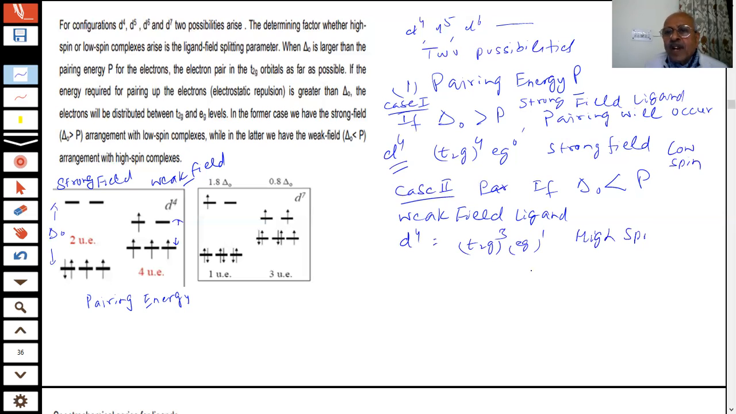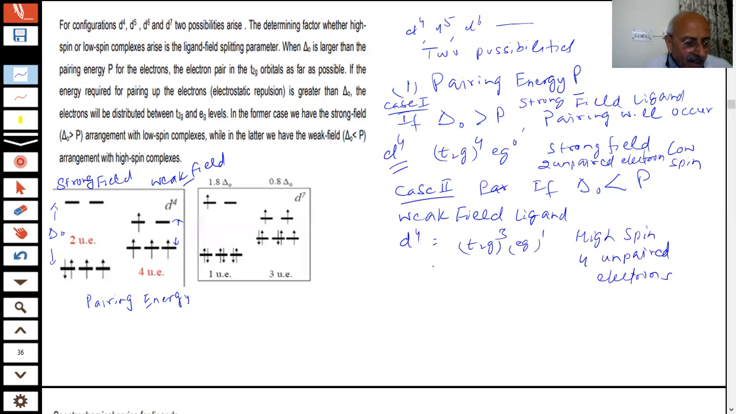There are more unpaired electrons here. How many? 4 unpaired electrons. And in the first case, how many unpaired electrons? In that t2g4, as you can see, 2 unpaired electrons. So students, we are actually involved in two things now. One is the crystal field splitting energy. Second is the pairing energy.